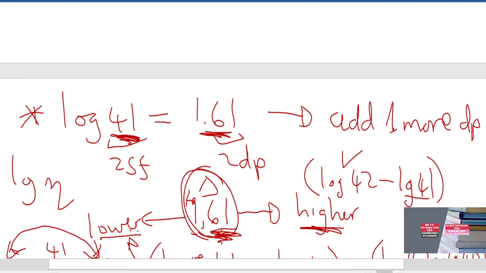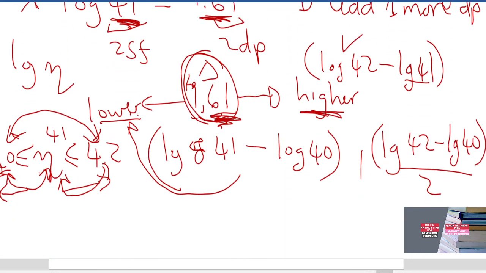Okay, so let me get to where I was writing. So we have this value there, where you have got log of 42 minus log of 41, or you go log of 41 minus log of 40, or you can go log of 42 minus log of 40 divided by 2. So that is half the range. These are the three possible.